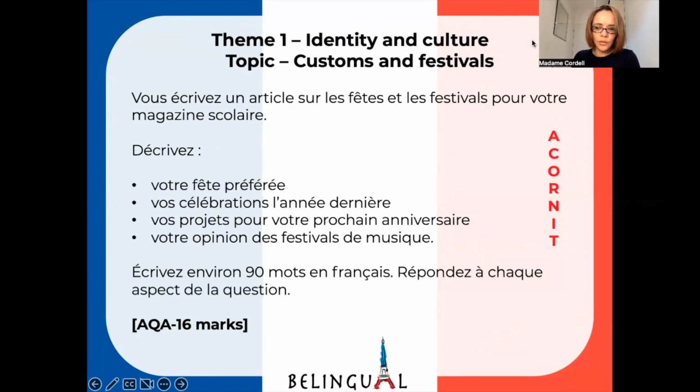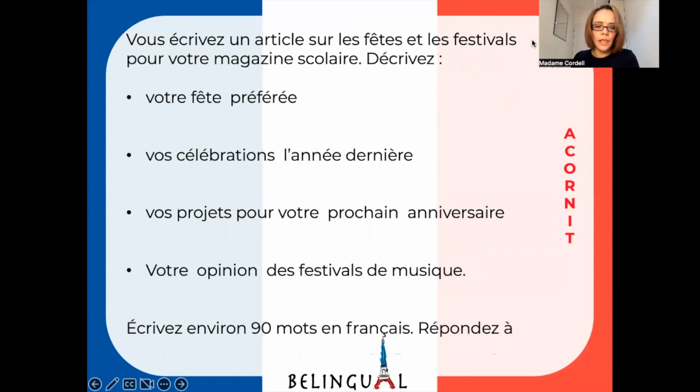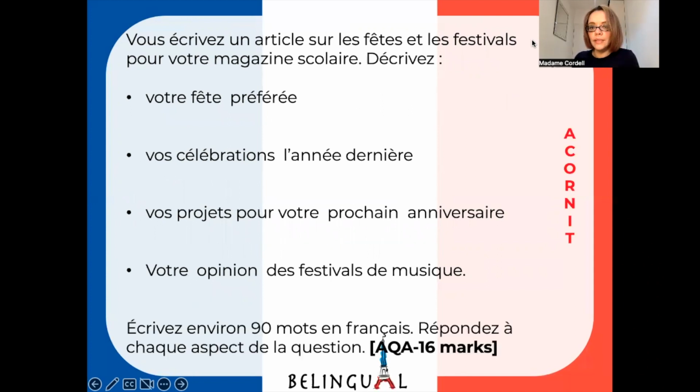So once you've written Acornit on the side, you need to plan for tenses, okay? So the first one is votre fête préférée. So this one invites you to use the present tense. What is your favorite celebration? So this one, préféré, is the keyword for this bullet point, so you can highlight it if you like. Highlight the keywords that you need to make sure you take into consideration when you're doing your writing. So that's your first tense that you're going to be using in your writing.